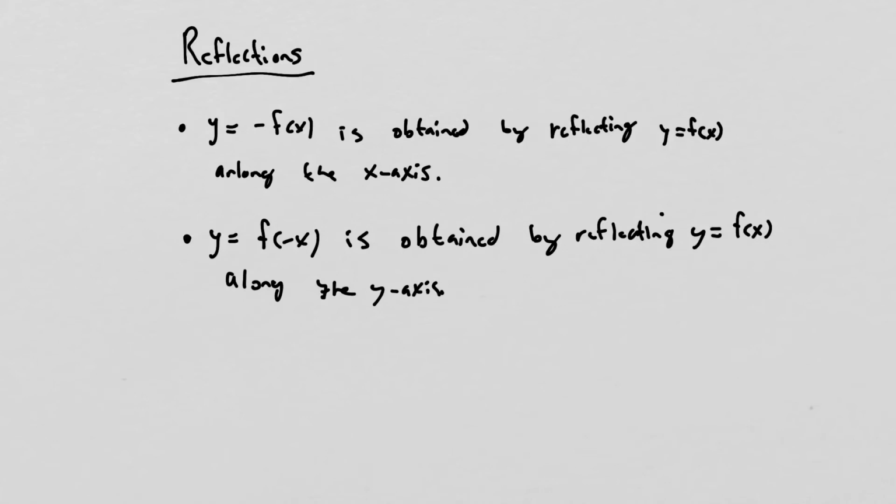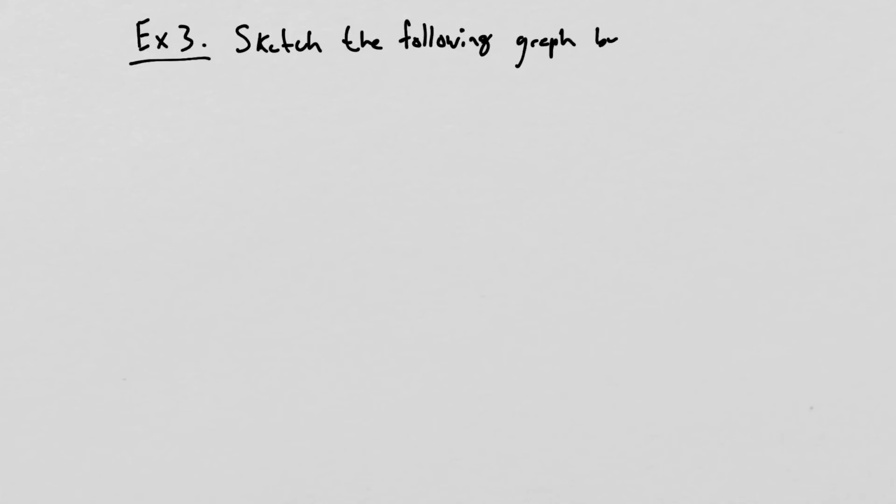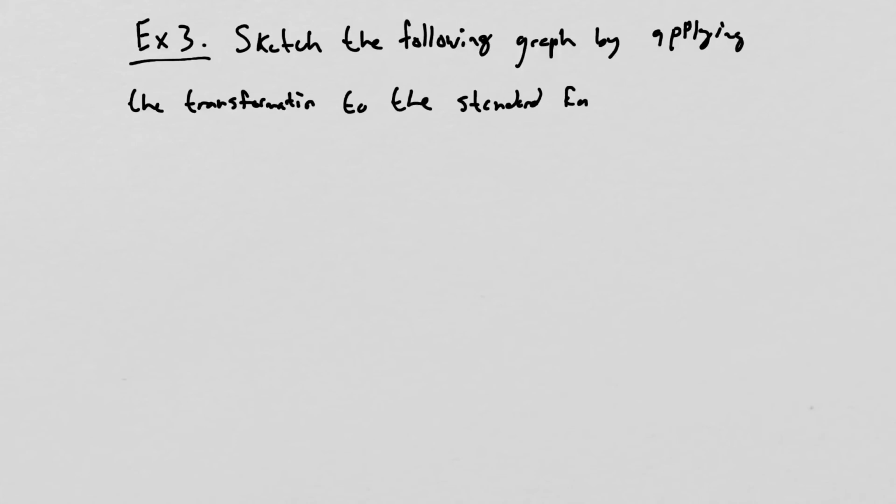Okay, so let's go ahead and look at another example. Let's sketch the following graph by applying the transformation to the standard function. So this is going to be very similar to the very first problem. What we're going to do is peel the given function to the standard function, and then we're just going to apply the transformations step by step.